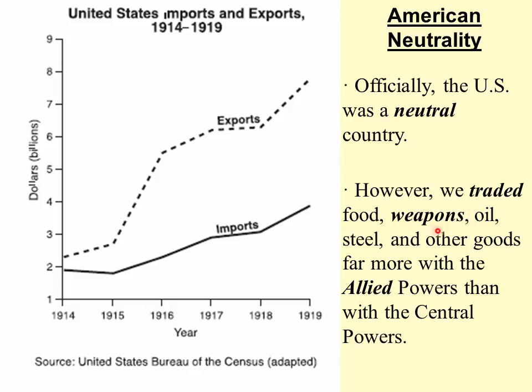We traded food, weapons, oil, steel, and other goods far more with the Allied powers than with the Central powers. So while the Allied powers and the Central powers were across the Atlantic Ocean fighting, we were actually trading, giving more products to the Allied powers, which consisted of France and Britain and Russia, than we were to the Central powers. And the Central powers saw that. They knew that. So officially, we're a neutral country, but we were actually kind of helping the Allied powers before we even joined the war effort. Make sure you have this written down.